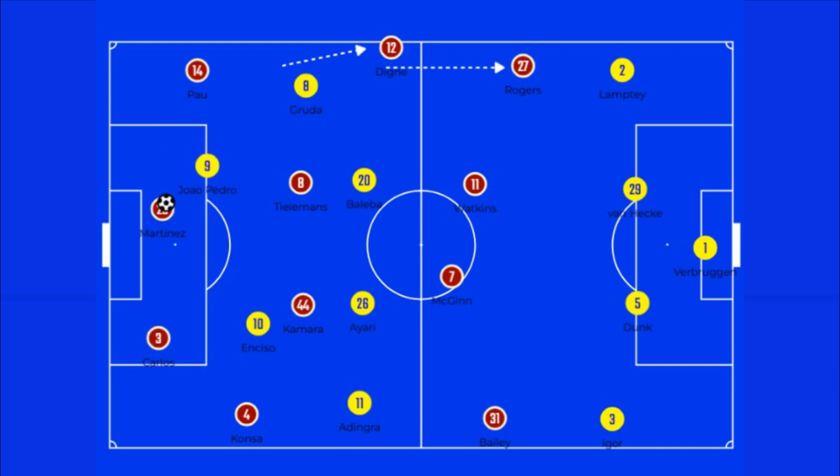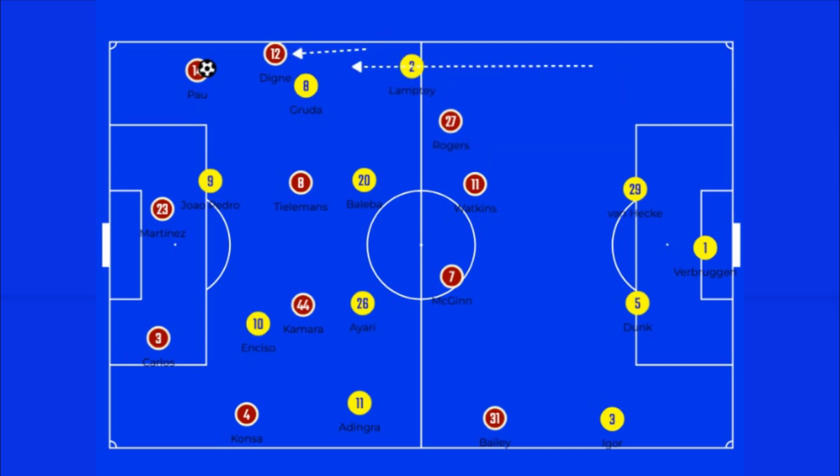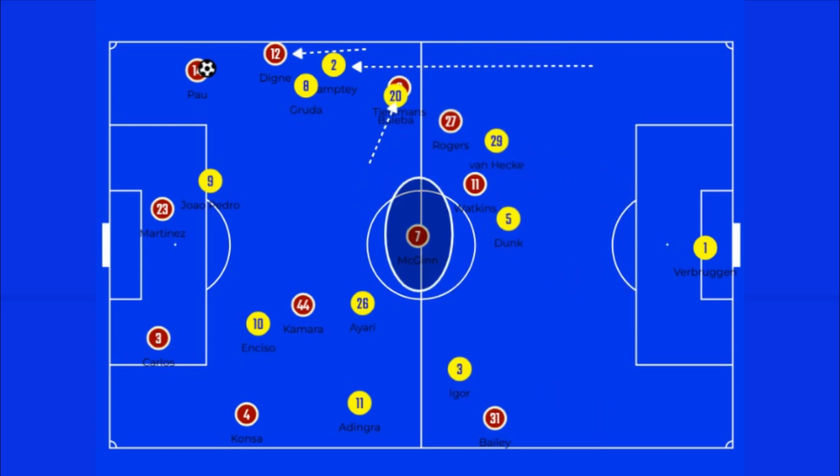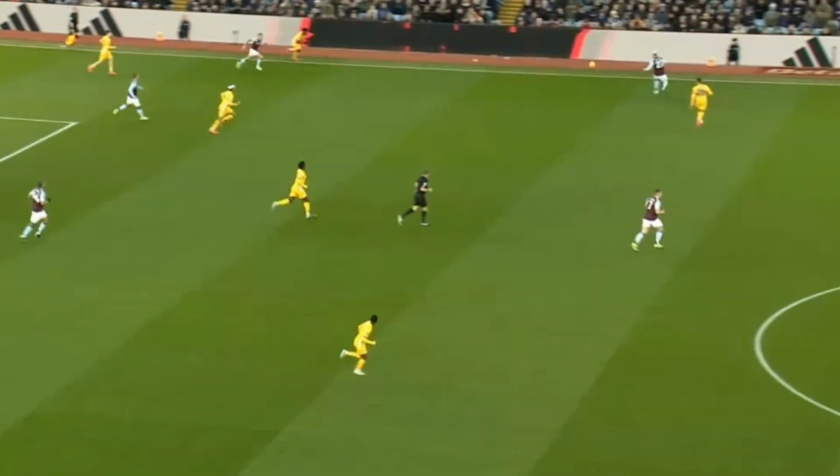Digne's position caused problems for Brighton, as when the left-back dropped back to assist with the build-up, he was tracked by Lamptey. Noticing this space on the flank, one of Villa's holding midfielders positioned himself out wide, dragging a Brighton midfielder with him. This very often left McGinn in a significant space between the lines of midfield and defence.